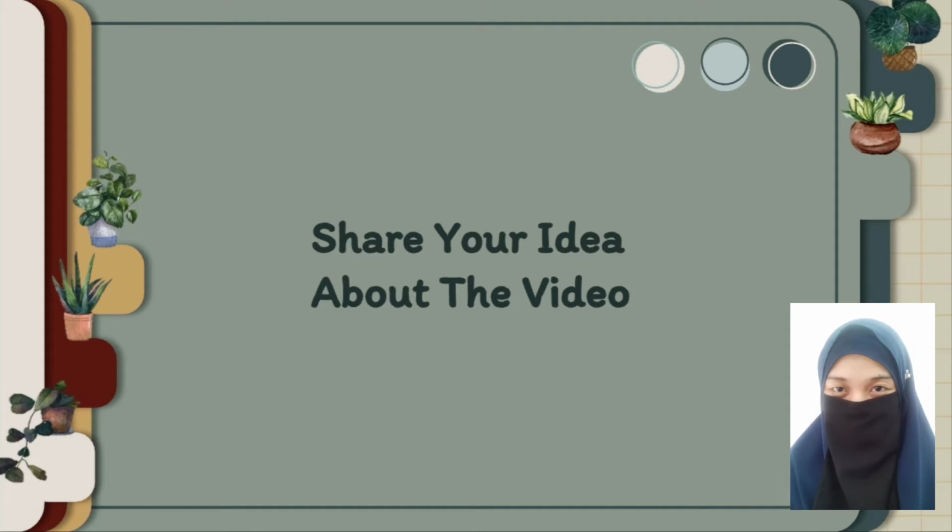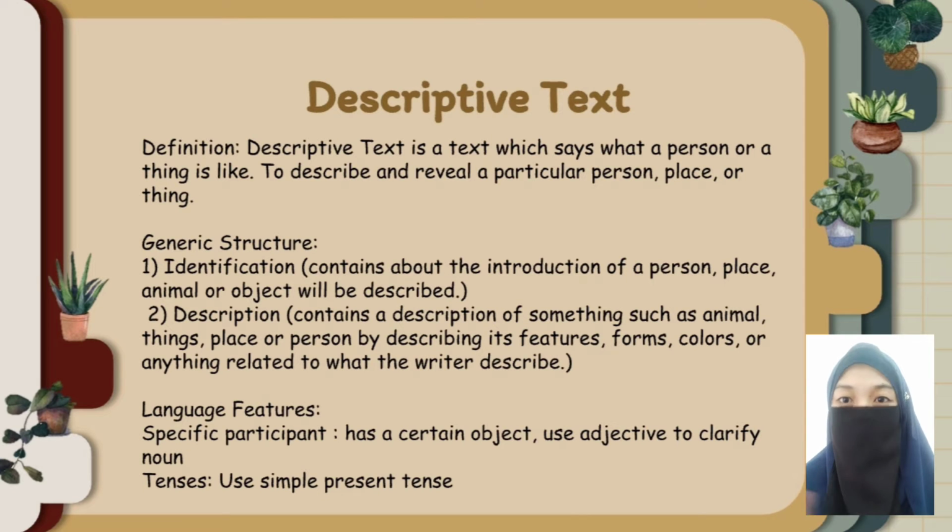It seems you guys already understand about descriptive text. However, I'm going to explain to you in more detail all about descriptive text. And if you have any questions, I'll be happy to answer. As you all can see on your screen, the definition of descriptive text. Descriptive text is a text which says what a person or a thing is like. Its purpose is to describe and reveal a particular person, place, or thing.